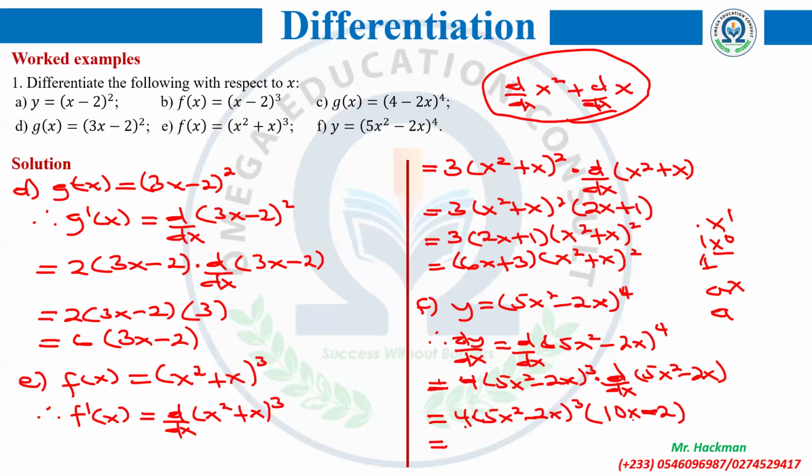So this times that, I'm going to get 40x. I put it because I'll get a binomial minus 8, the whole of that multiplying this, and that will give me 5x squared minus 2x, cubed. So this then becomes my final result.